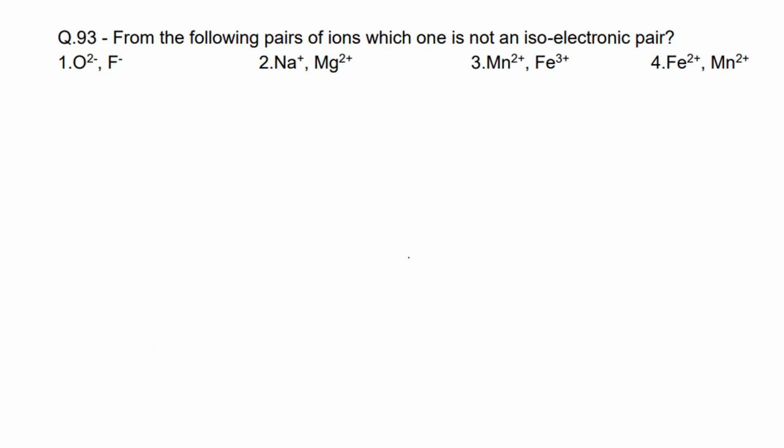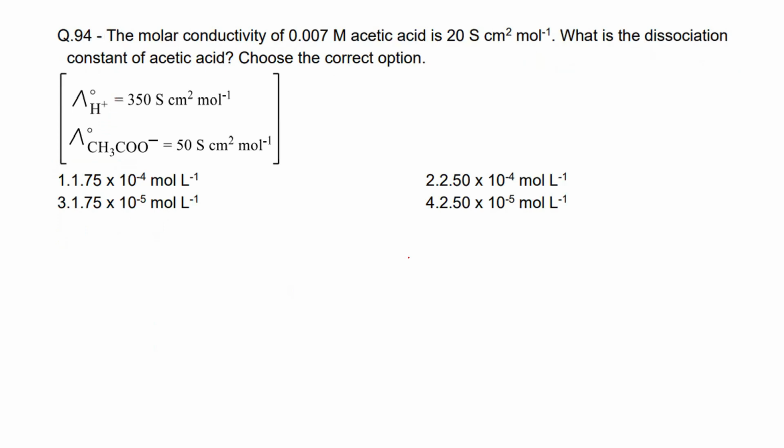So that is isoelectronic. Magnesium 2 plus: magnesium atomic number 25, so 23. And iron 3 plus, that is iron atomic number 26 minus 3, 23. So 23, 23, isoelectronic. Iron 2 plus means 24 and magnesium 2 plus is 23. So that is not an isoelectronic pair. So option 4 will be our correct answer, right? So question number 93, option 4. And next, question number 94.